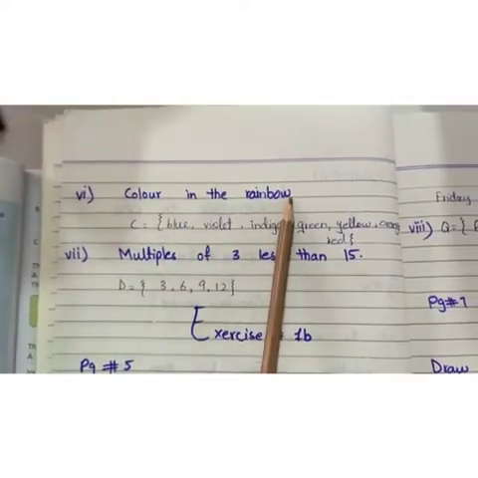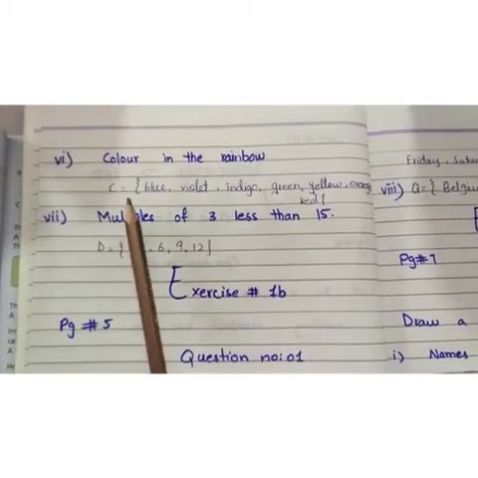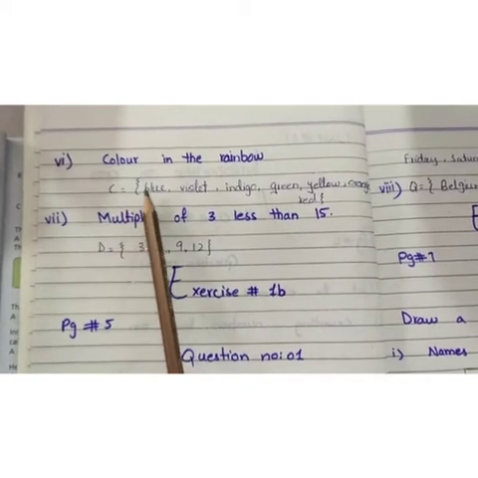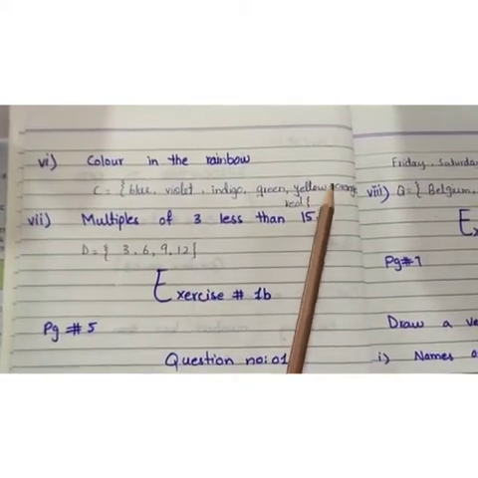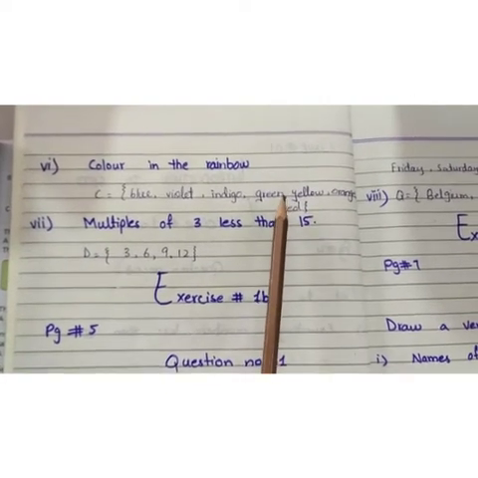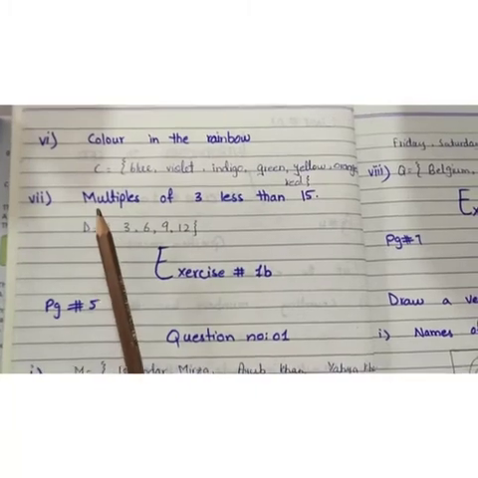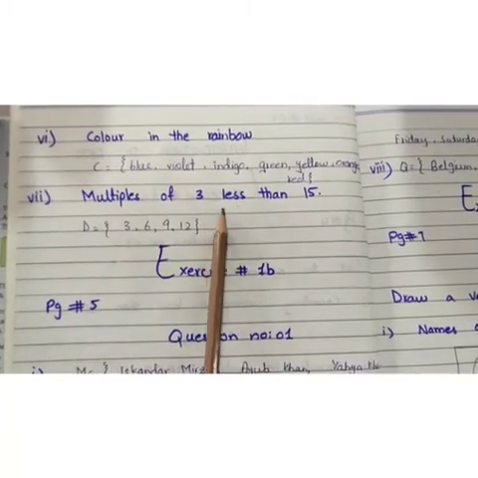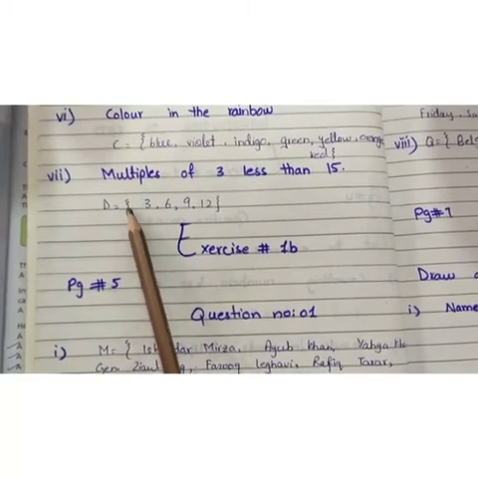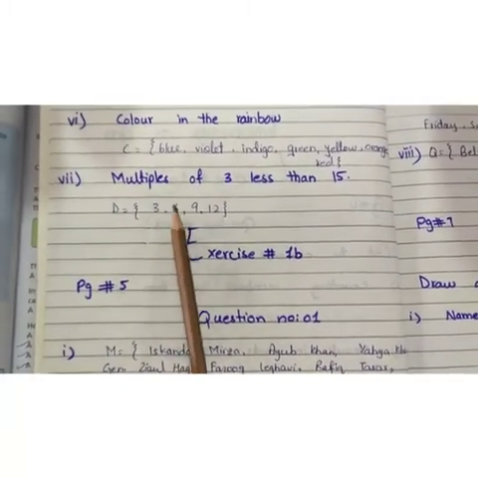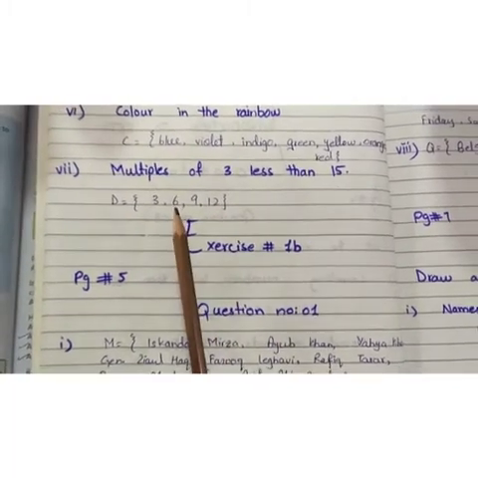Next, colors in a rainbow. Write the color names, denoted by C equals blue, violet, indigo, green, yellow, orange and red, separated by commas and closed by a curly bracket. Last one, multiples of 3 less than 15. We denote by D. D equals curly bracket 3, 6, 9, 12, that is less than 15.